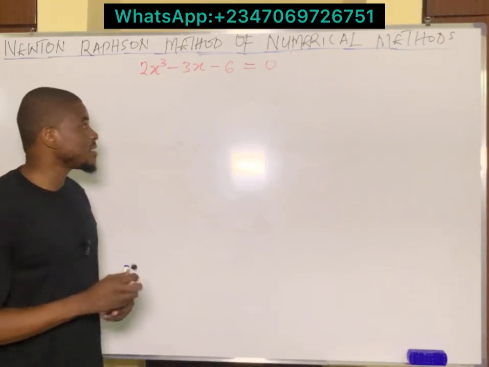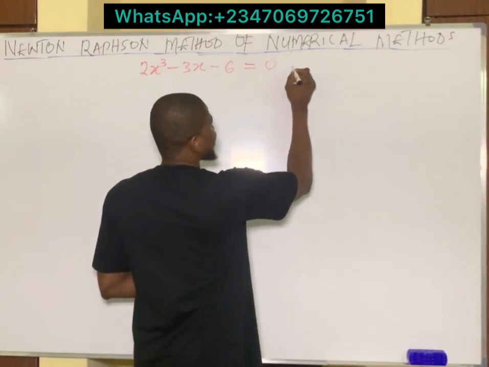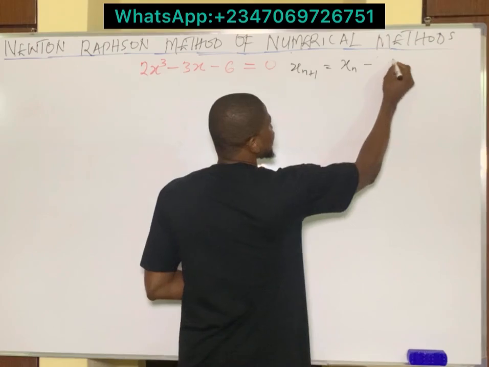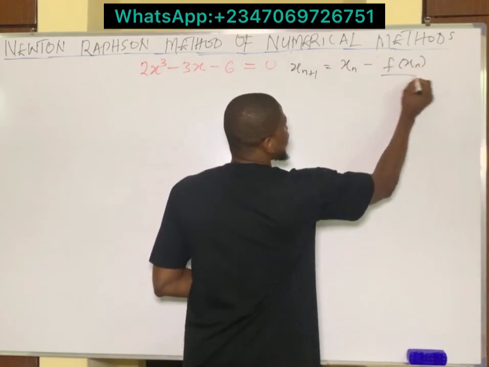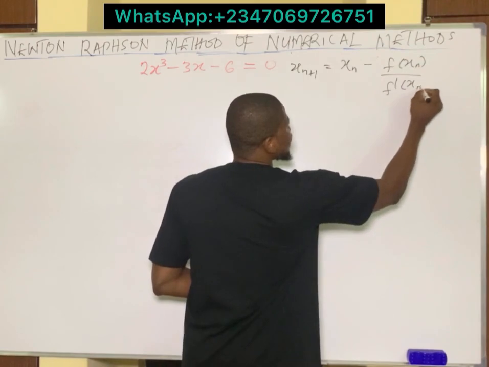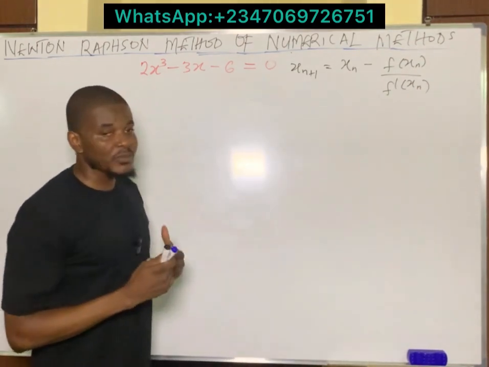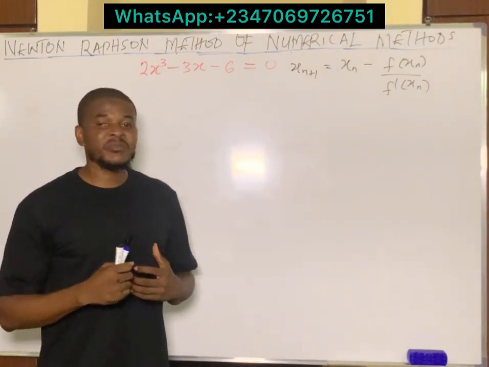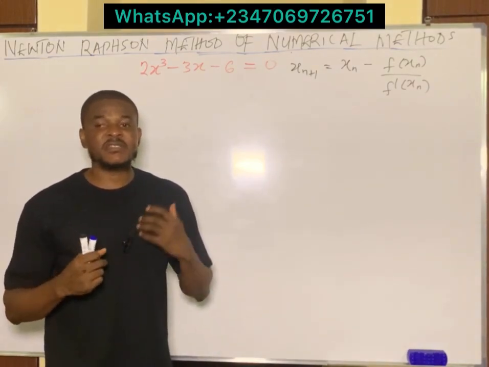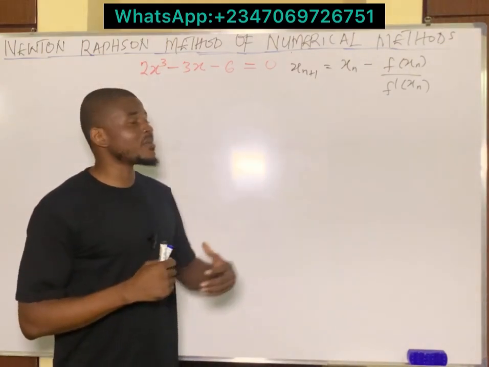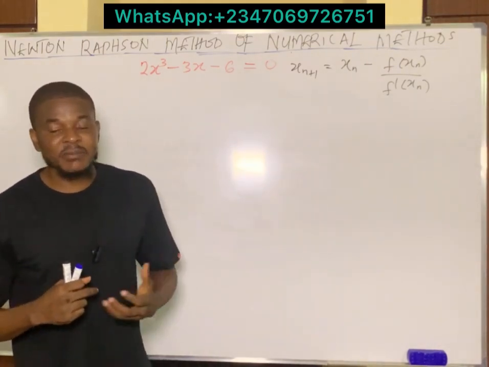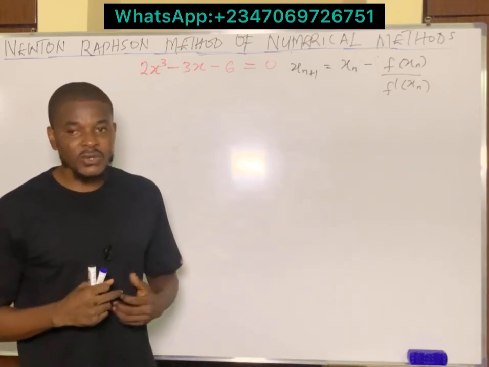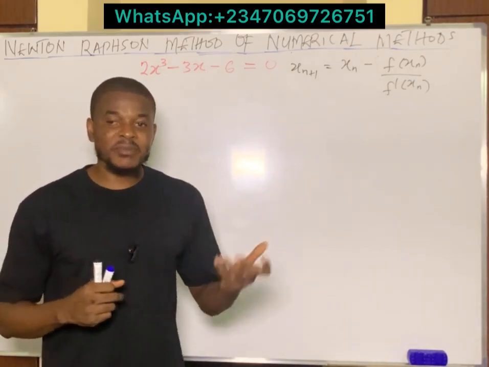Now, by formula, the Newton-Raphson method simply states that x_{n+1} is equal to x_n minus f(x_n) all over f'(x_n). Of course, x_{n+1} simply means the current iterative value and x_n simply means the previous iterative value, or in most cases the initial guess. f(x_n) means the value of the function at the initial guess, and f'(x_n) means the value of the derivative of the function at the given initial guess or at the previous point.